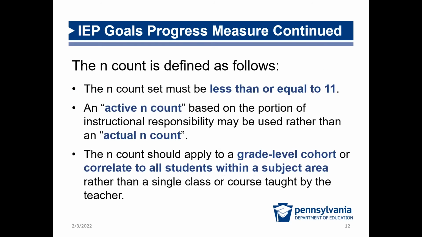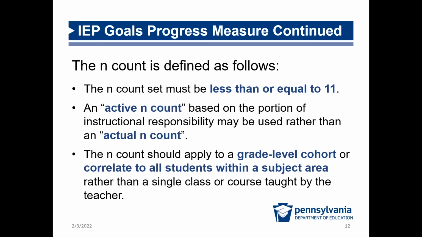So what do we mean by end count? The end count must be set at less than or equal to 11. So the LEA must come together with their solicitor and say, here is what our end count is. We set it. We say, okay, I'm going to set it at 11 because that's what PVAS does and that's what we're going to keep it at. You can set it anywhere from 0 through 11.